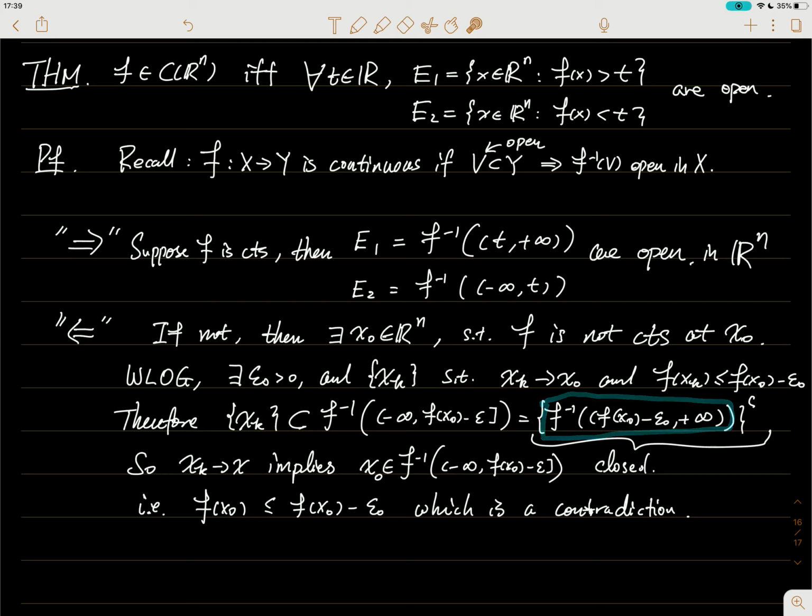So according to the condition in the theorem, this is open, and this being open means that its complement is closed. So that means this set is actually a closed set, and I have a sequence xk, and they converge to x0. And xk is a sequence in the closed set, and they converge to x0. That just means that x0 belongs to the closed set, right? Because a closed set contains all its limit points. So x0 will be a point in this set.